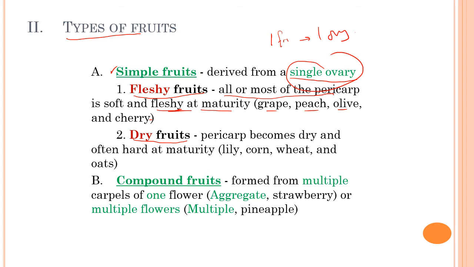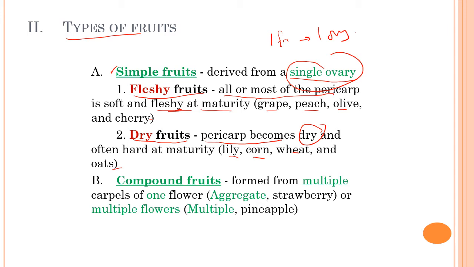The dry fruits, we already defined before. All of it is simply dry, like lily, corn, wheat, oats. There are also nuts, like hazelnut and chestnut. These are also dry fruits, even though they are nuts. But fleshy fruits are all of the fruits that we eat. They are mostly fleshy fruits. So now we understand one fruit coming from an ovary is called a simple fruit.